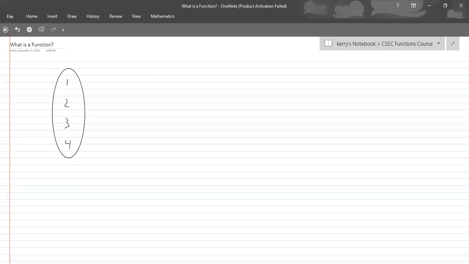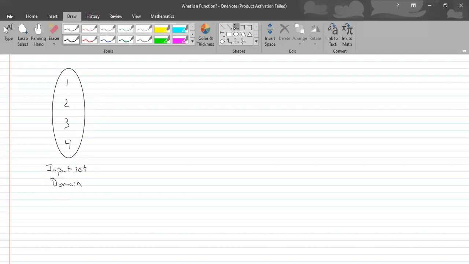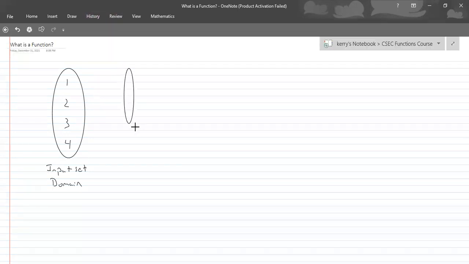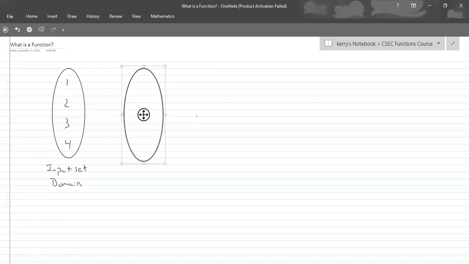This input set here is what we call the input set, or a special name for it is the domain. So the input set, or the domain, is the numbers that we are starting off with. Now, let's say we get the results of the experiment, and we have the set of results. Again, this is just a general example.